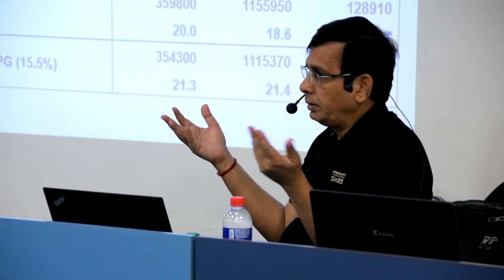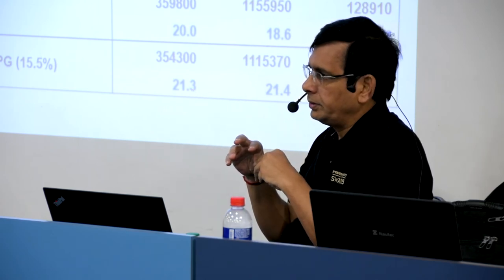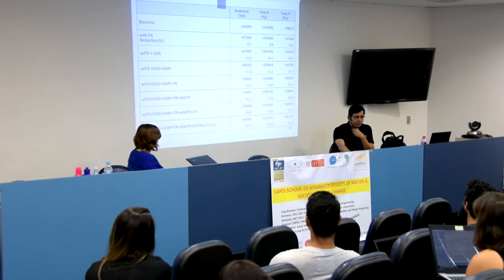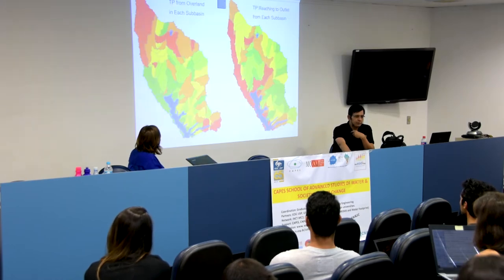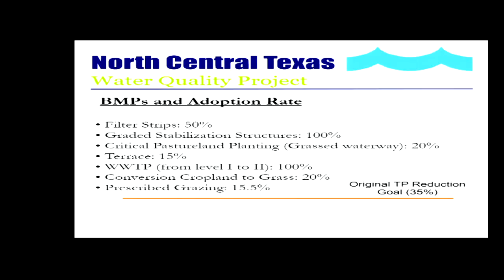If you don't have rainfall, no problem, right? No sediment, no water quality issues. Okay, so this is what was finally implemented. I'm going to show you this on a map. This is what's happening in the landscape, and this is what's happening in the channel. So we implemented all these different BMPs, as I originally said, the same slide I showed you before.